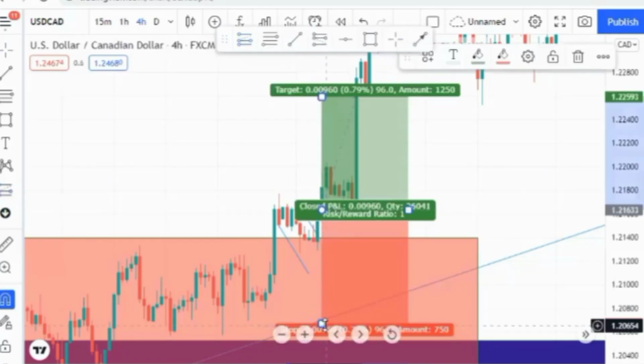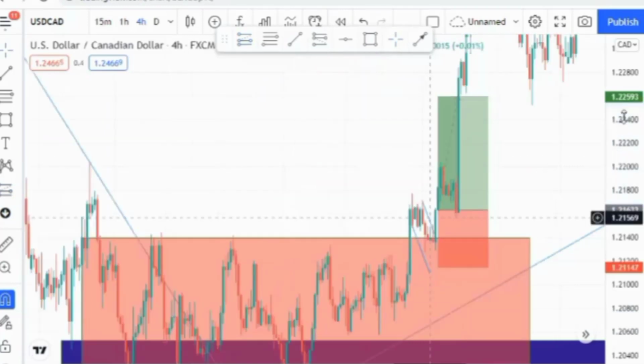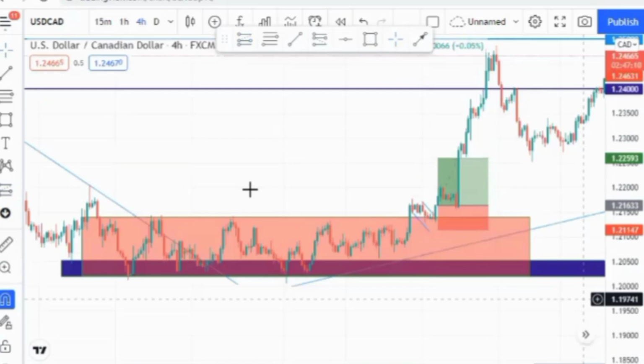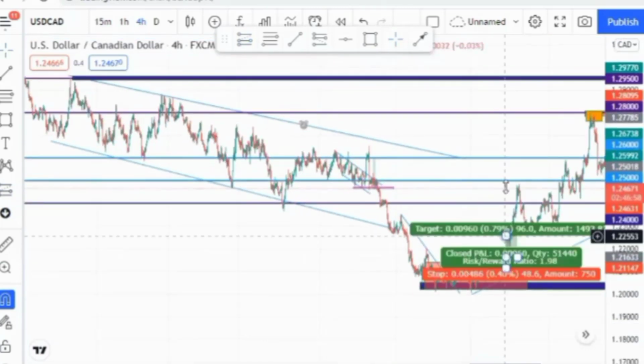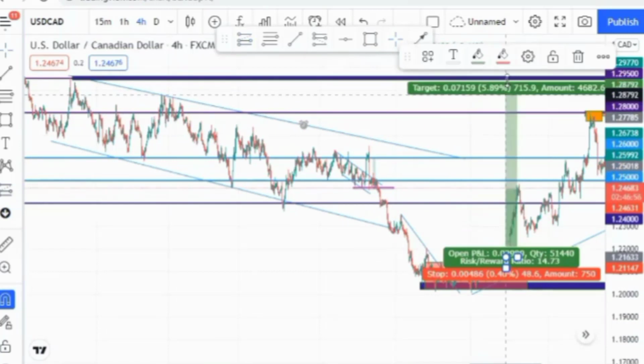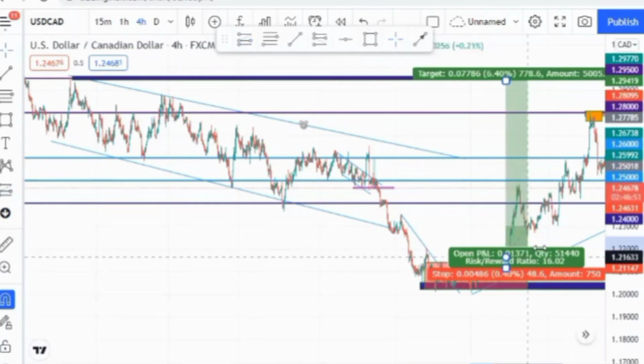My stop was here. Then my take profit definitely was going to be here, this zone. Alright, 700 pips. That was going to be that zone.